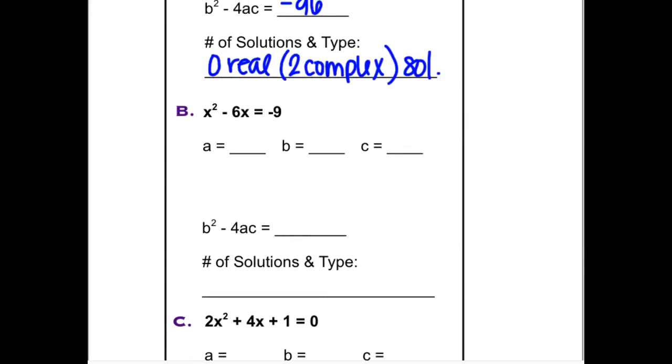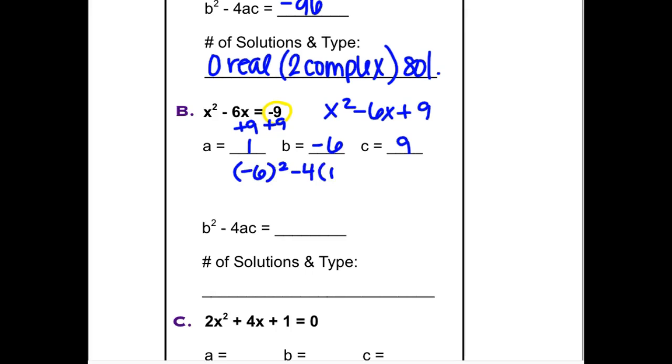All right, next one. Here we've got our c term on the wrong side, so we need to get it over to the other side by adding 9. So what I really have is x squared minus 6x plus 9. So that means my a is 1, my b is negative 6, and my c is 9. So when I do b squared minus 4 times a times c.